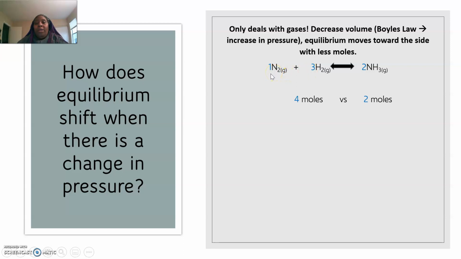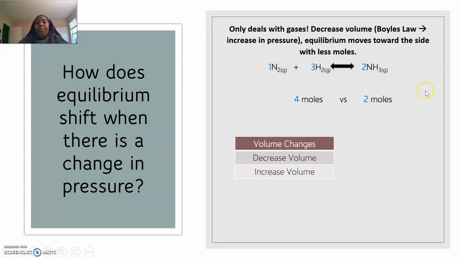It says 1 mole of nitrogen plus 3 moles of hydrogen yields 2 moles of ammonia. On the reactant side, there are 1 plus 3, so 4 moles. On the product side, there are just the 2 moles of ammonia. So if I decrease volume, the reaction is going to shift toward the side that has the least amount of moles.